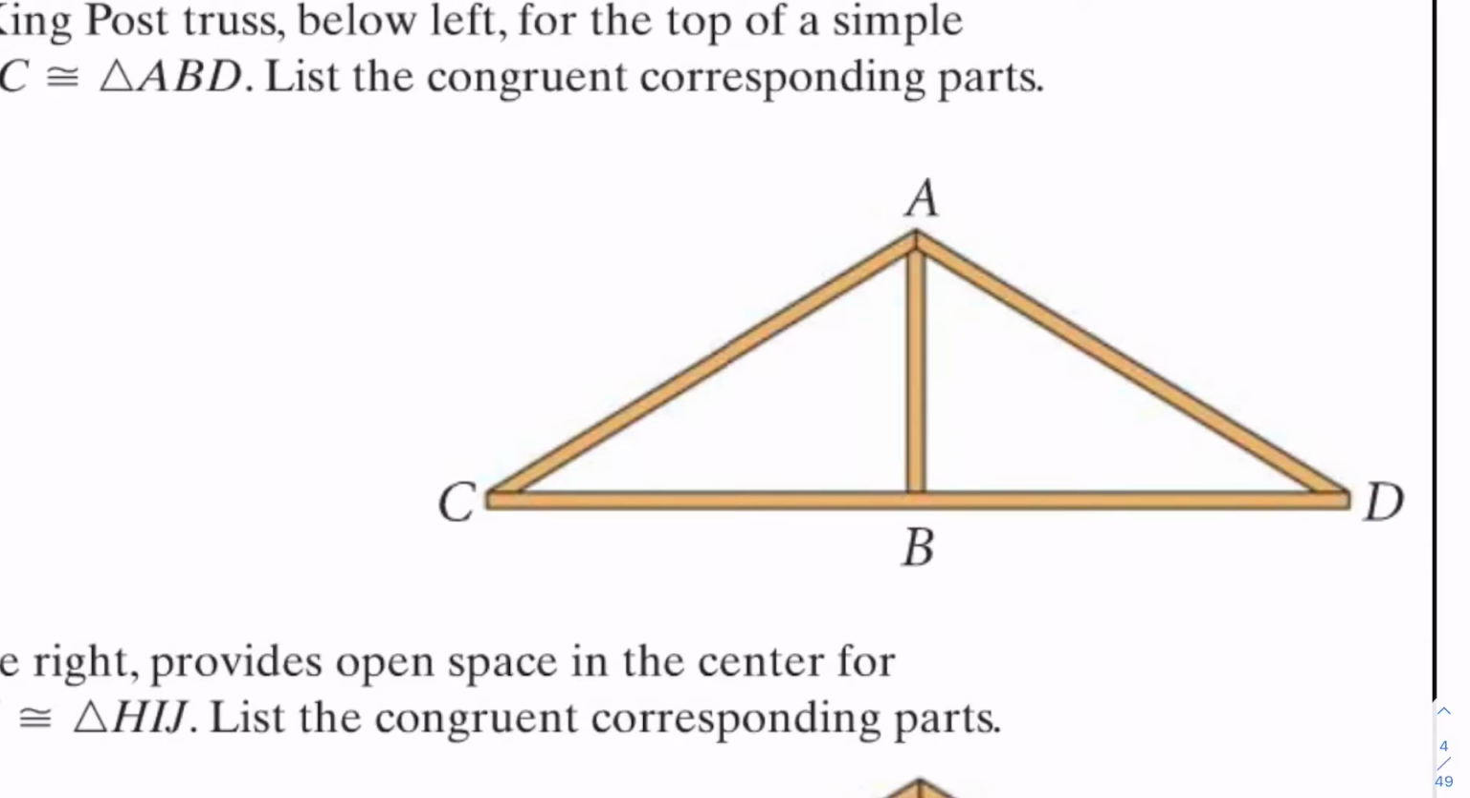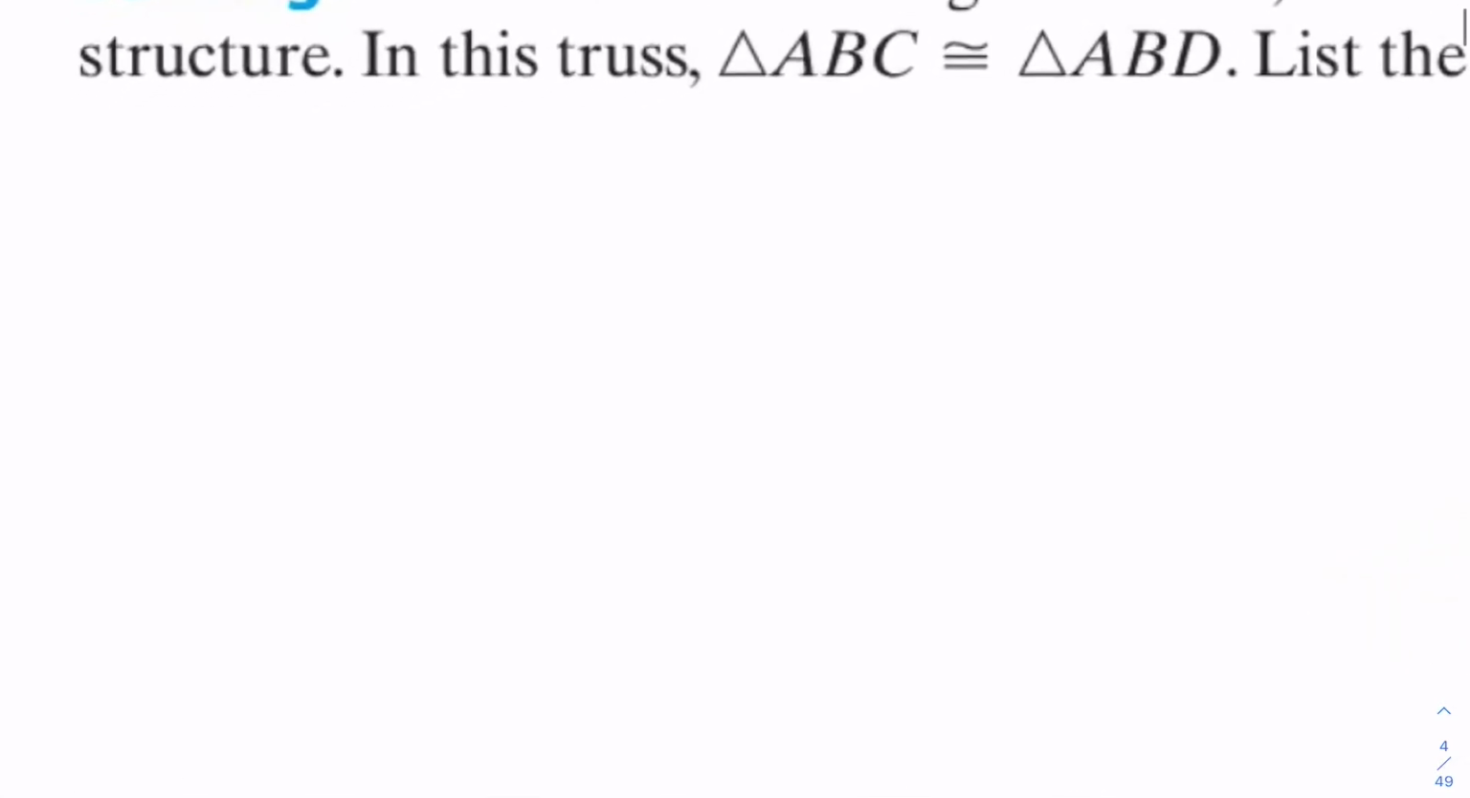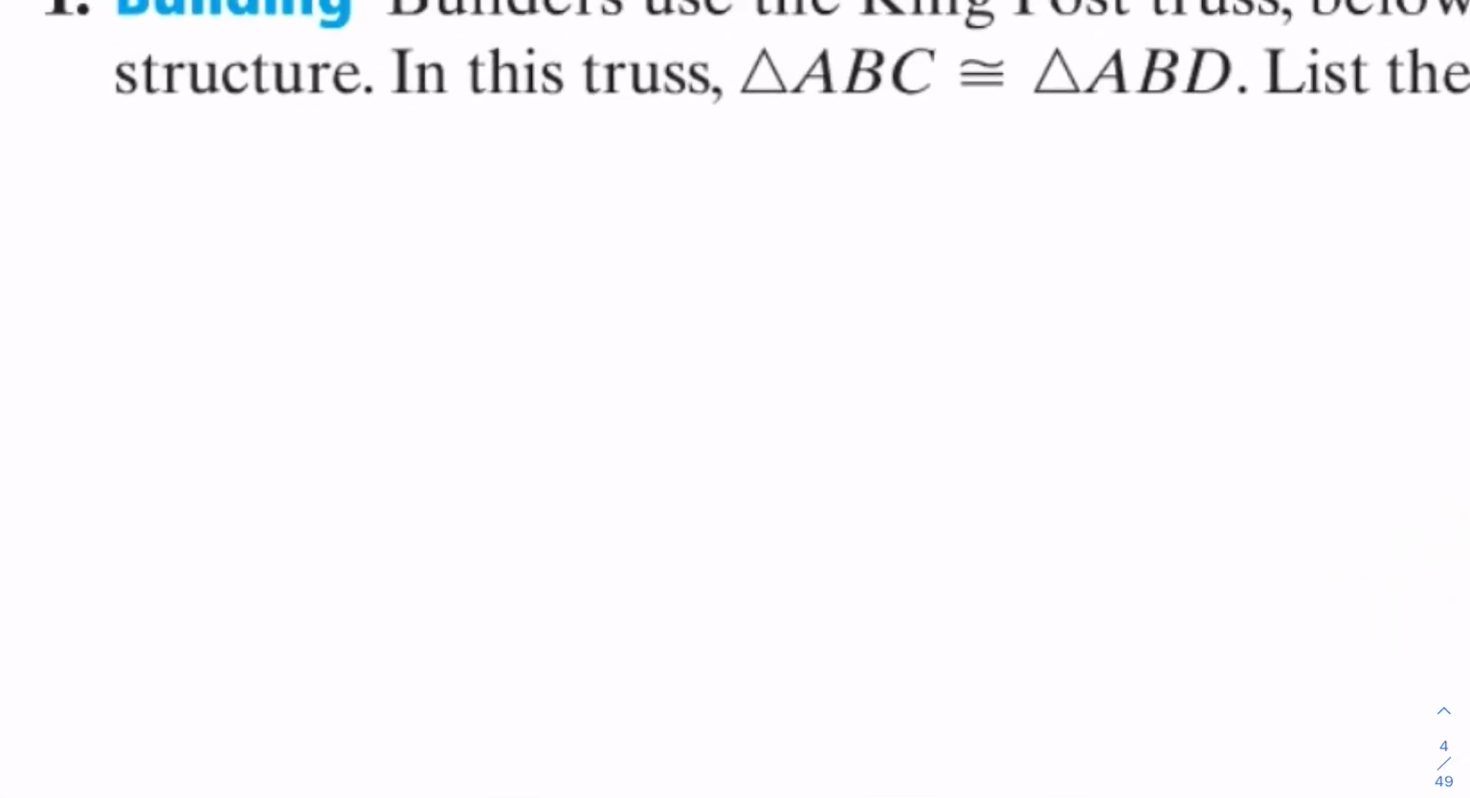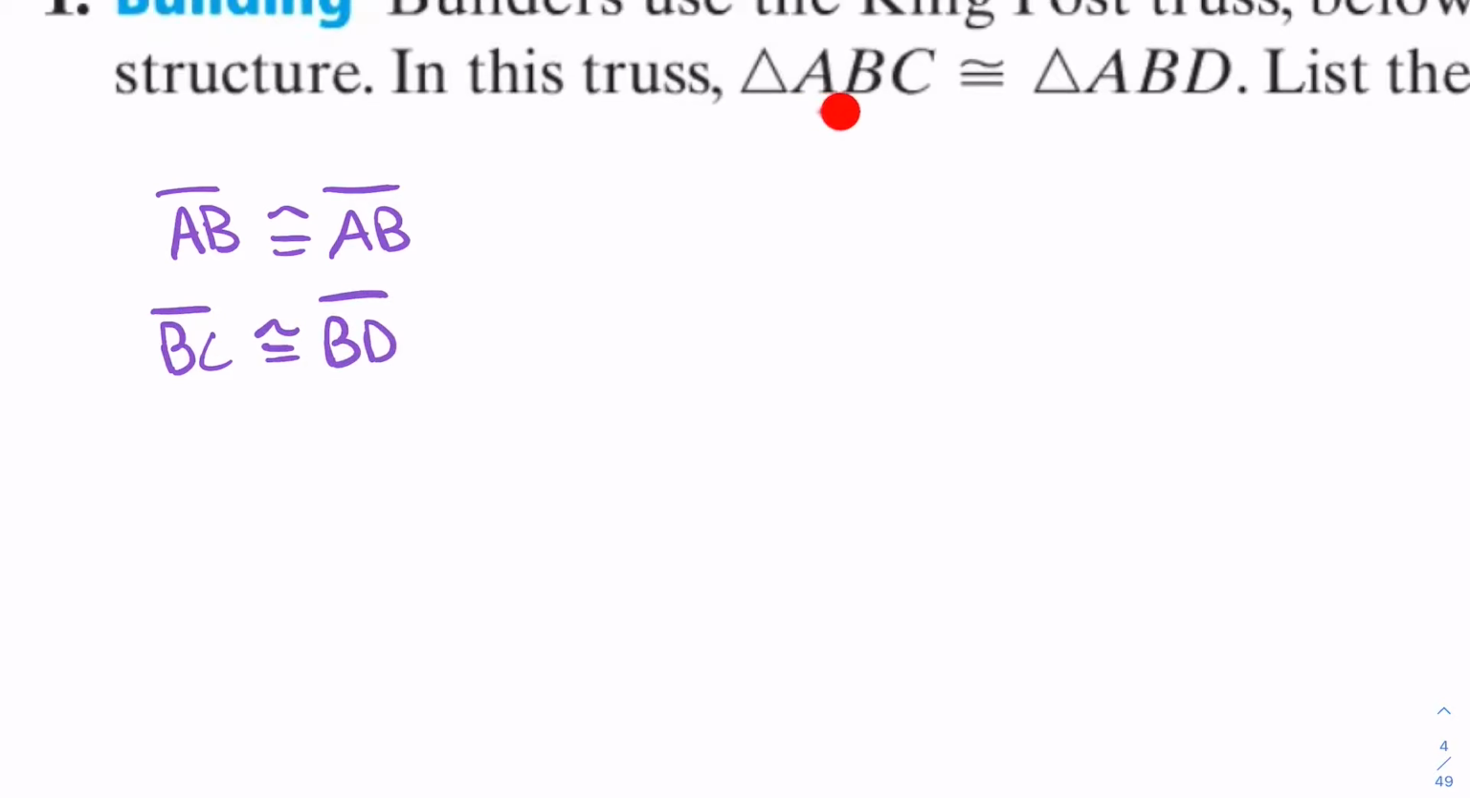List the congruent parts. Well, this is cool, so I'm going to just write out what I know about them. So AB is going to be congruent to AB. Oh, that's the reflexive property of congruence. The next one's going to be BC is congruent to BD. So I'm taking AB is congruent to AB, and this one on the left, this one on the right. Then this one on the left, BC, is congruent to BD. And then AC is going to be my last one. AC is congruent to AD.